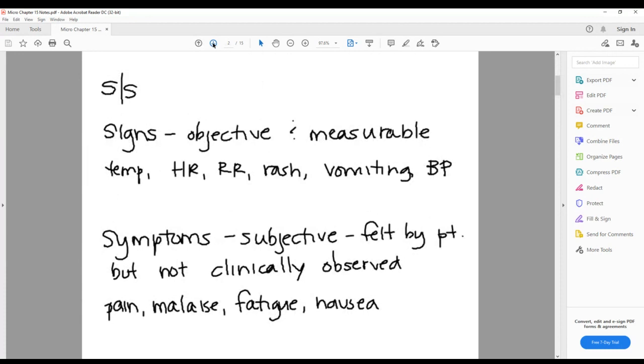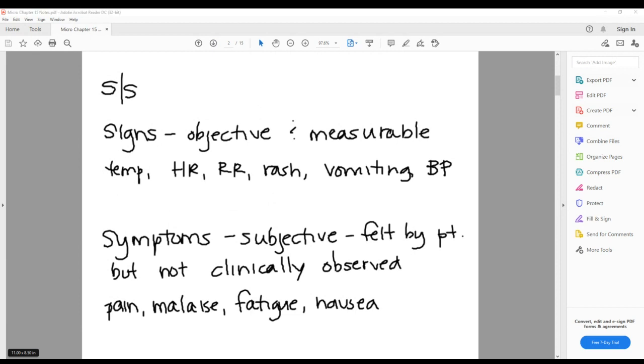Now, how do we gauge whether or not someone has a disease or an infection? We look at signs and symptoms. Signs are objective and measurable. They can be observed by other people. So when you go to the doctor, they take your temperature, they take your heart rate, they take your blood pressure, they may look for a rash, or if you're vomiting.